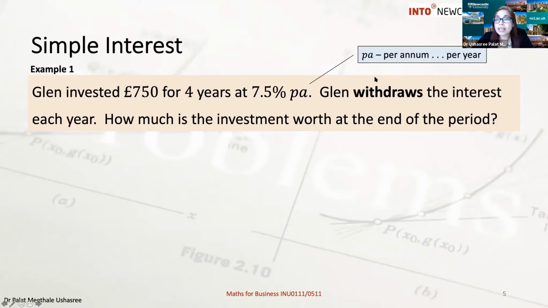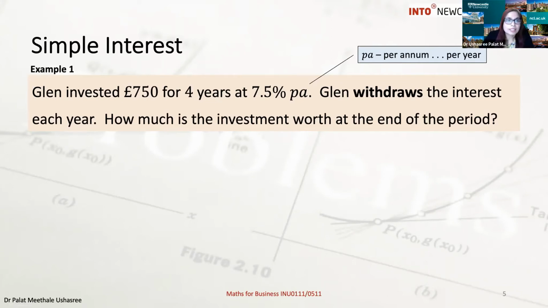Okay, so Glenn withdraws the interest. So he is withdrawing the interest each year. How much is the investment worth at the end of the period? Since he is withdrawing each year, this clearly shows that we are interested in simple interest, isn't it? We are not calculating on the investment in the next year. It's always on the principal amount. So why don't you pause the video and do this problem by yourself first? Okay, try this out, guys. How much is the investment worth at the end of 4 years? That's the question.